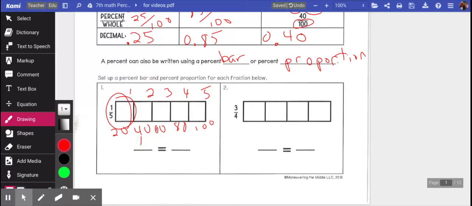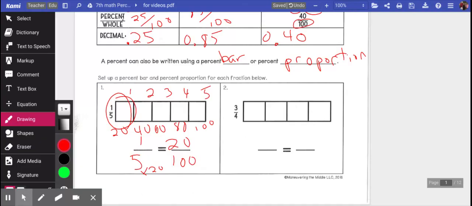Also, you can do the fraction as 1/5, and all percents are out of 100. And so 5 times 20 gets you to 100. So you do 1 times 20, and we have 20 over 100, which we know is 20%.